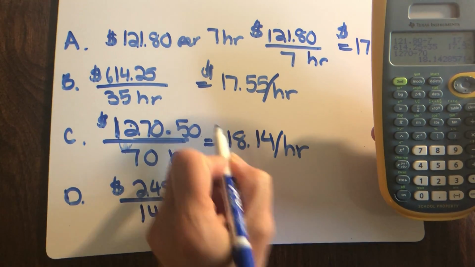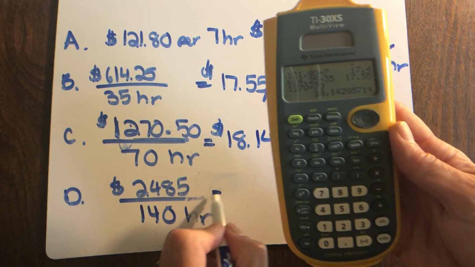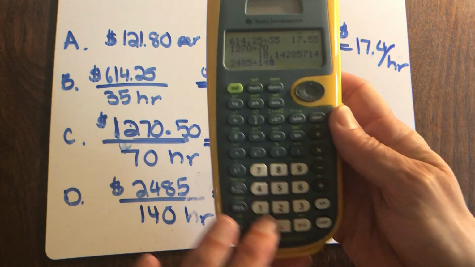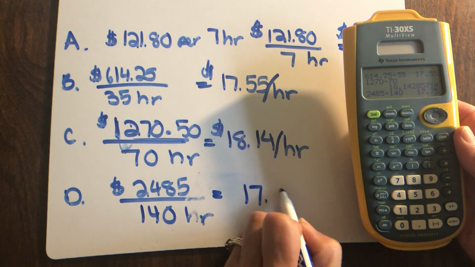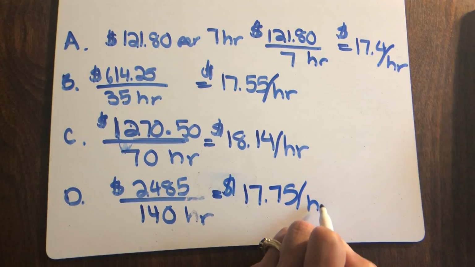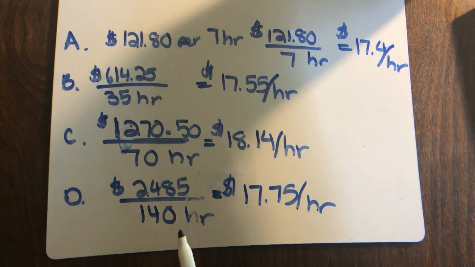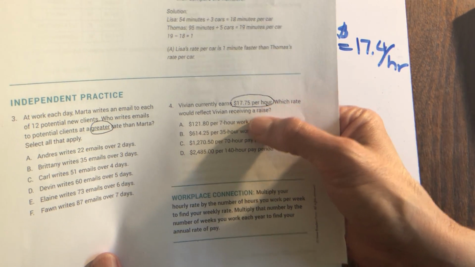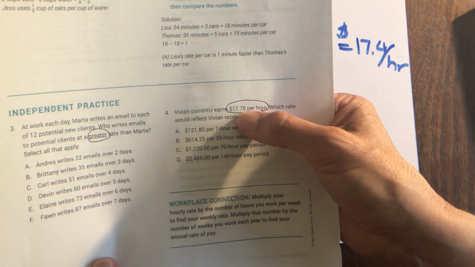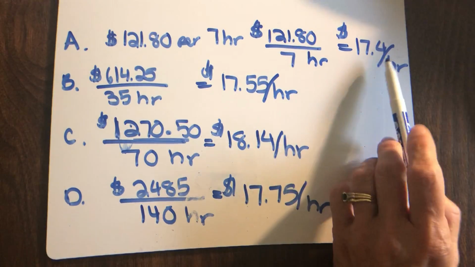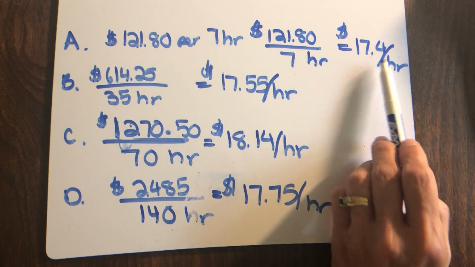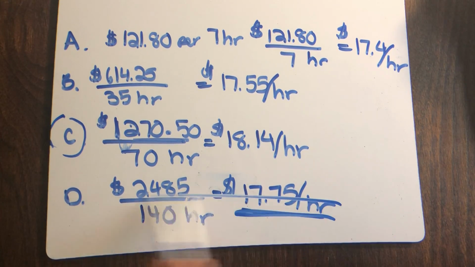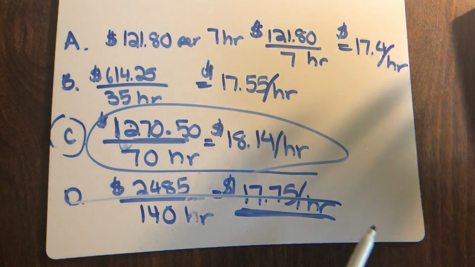18.14 per hour, so that'd be $18.14 divided by 140, and you got $17.75 per hour. So let's see which one reflects. The question was which one would reflect her receiving a raise. We need to go higher than $17.75. So we look at these. She wouldn't get a raise with A or B, definitely with C, and this is exactly the same. So our answer choice here is C.